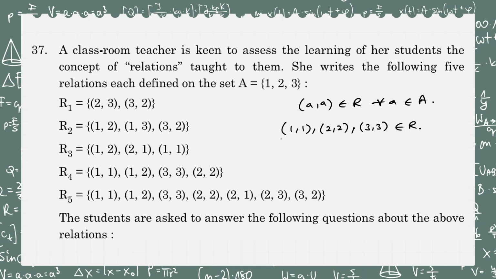So in that aspect, if you see, R1 doesn't even satisfy this condition, R2 also is not satisfying, and R3 is also not satisfying. R4 has (1, 1), (2, 2), (3, 3), all the 3 items required. So R4 is reflexive, and R5 also has (1, 1), (2, 2), (3, 3), all available. So R5 also satisfies the reflexive property.